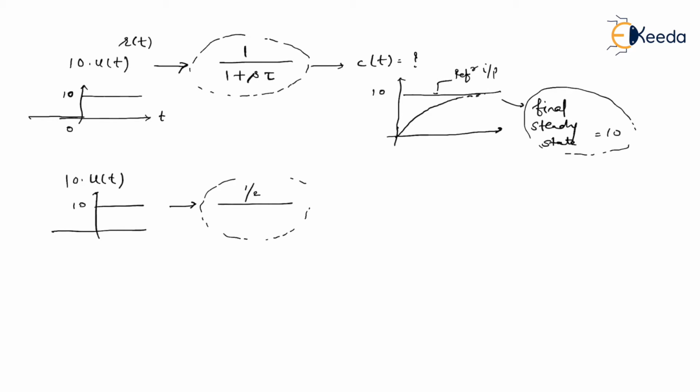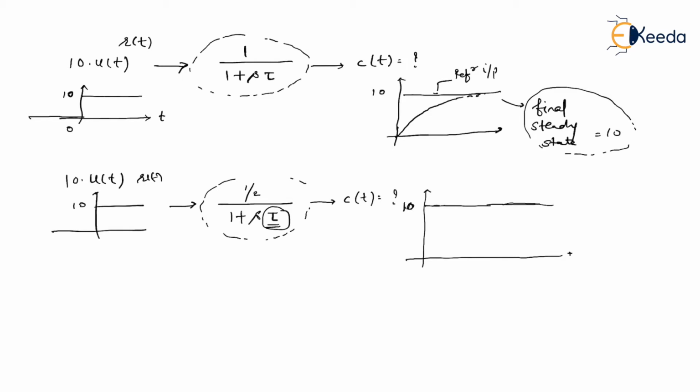What we have in the numerator is half over 1 plus s tau. In this case tau is equal to half, but tau can be anything, it doesn't matter to us. And now we are looking for c of t. Am I right? Of course, the reference input r of t is 10. There is no second thought over it. But in the numerator over here, half is the problem. Since this is not equal to 1, this becomes a problem.